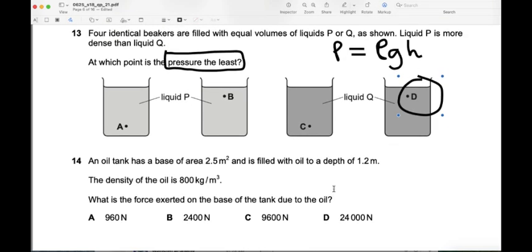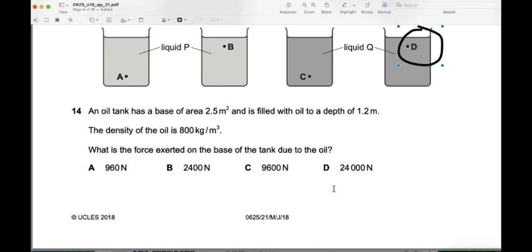Question 14. An oil tank has a base of 2.5 meters square and is filled with oil to a depth of 1.2. You have an area of 2.5, and you have a height of 1.2. If you want volume, we can calculate volume. And then the density is 800.